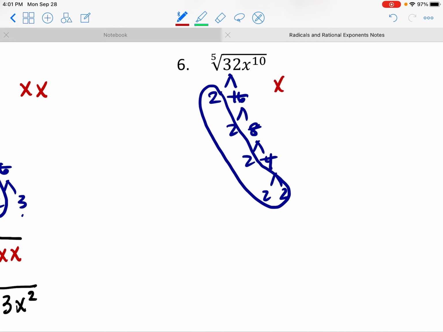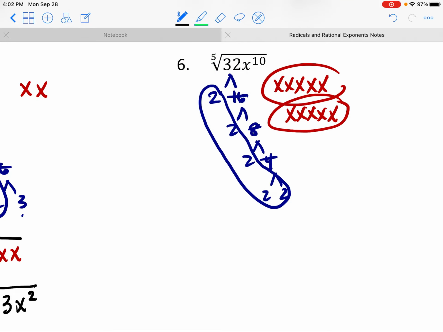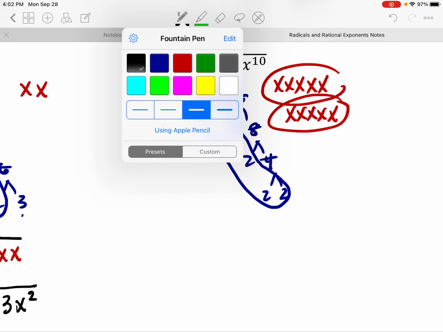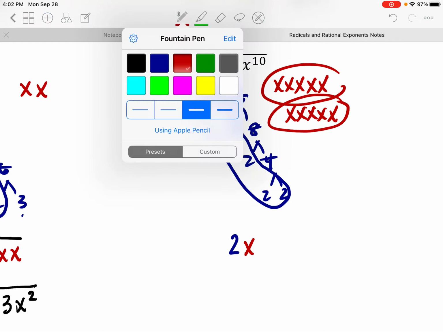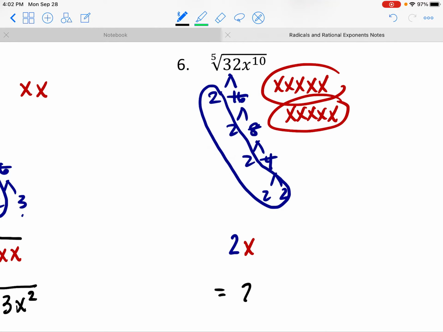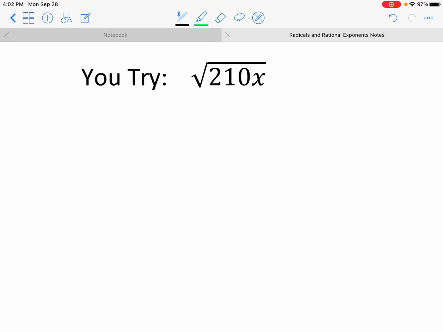But I have, again, 1, 2, 3, 4, 5, 6, 7, 8, 9, 10. That's 2 of those, and nothing left over. Now, if you could look at that and know that that was what was going on, if you could recognize a 5th root of 32 is 2, and that 10 divided by 5 is going to be 2, so x squared will be left with nothing inside, and you could jump to the answer, that would be ideal, okay? But your answer is going to be 2, and x, and nothing left over. So this is exactly 2x. Okay? Alright, one left here for you to try.